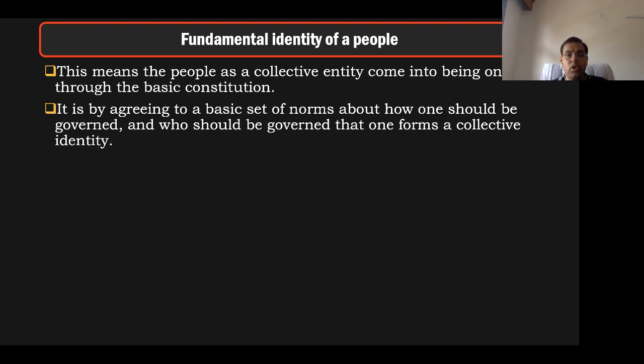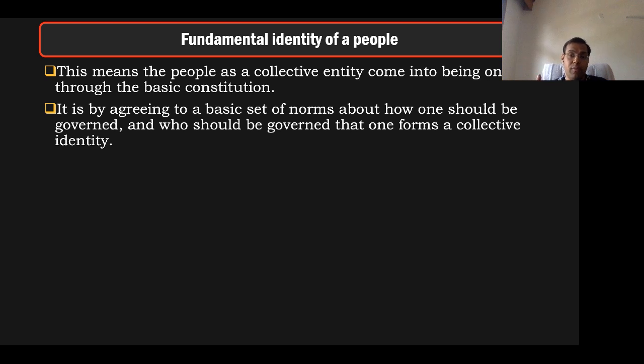So it is by agreeing to a basic set of norms about how a person should be governed, how a country should be governed, how people should be governed, and who should be governed, that one forms a collective identity. So the government is responsible to govern every single person who's on Indian soil, as well as look after the people who are present abroad working for the government of India. And after that, the government also has to think about the Indian diaspora. The government has to think about everyone.